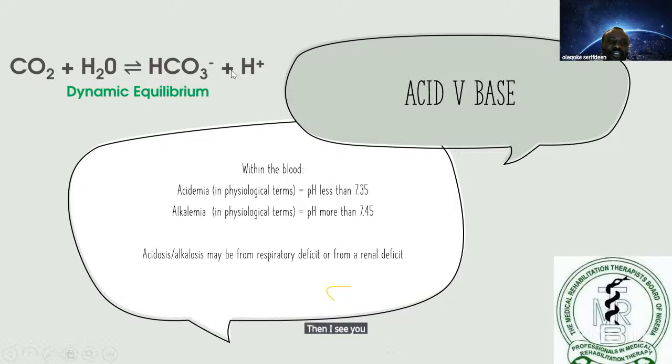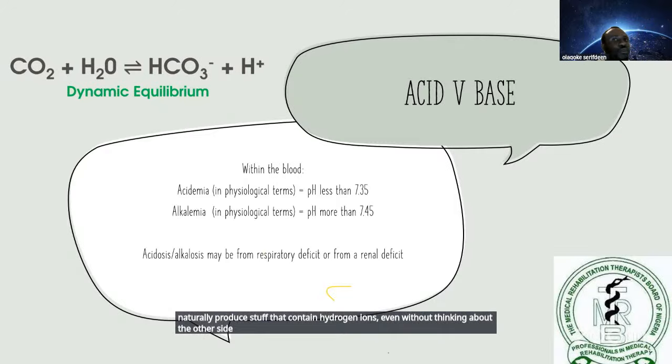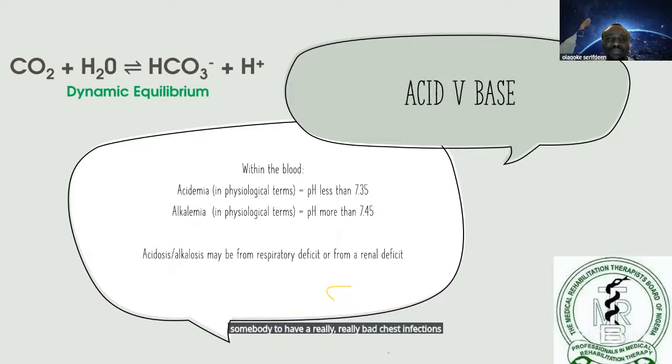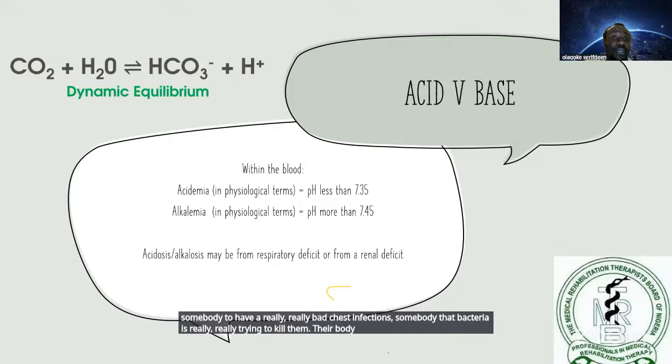Give me an example of where somebody can naturally produce stuff that contains hydrogen ions, even without thinking about the other side of the equation. Yeah, somebody with a really bad chest infection, where bacteria are really trying to kill them, their body will start running anaerobic respiration. So those kinds of people will normally have high hydrogen ions in their blood, if that makes sense.